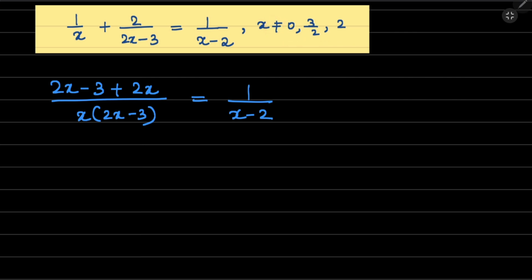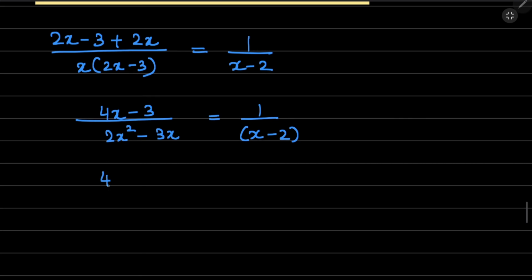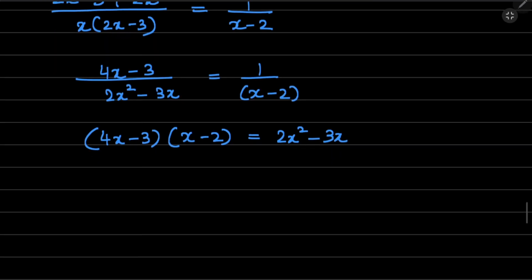Okay, so here now what do you get? 2x plus 2x is 4x minus 3, divided by 2x square minus 3x, equal to 1 by x minus 2. Now let us cross multiply. What do you get? 4x minus 3 multiplied by x minus 2 equal to 2x square minus 3x. Now let's multiply all the terms. So you have 4x into x, 4x square, minus 8x, minus 3x, plus 6 equal to 2x square minus 3x.